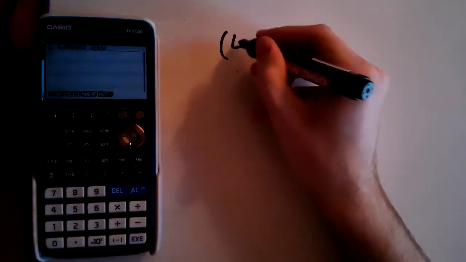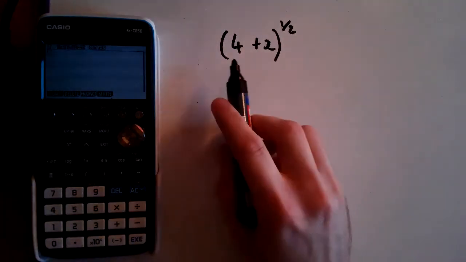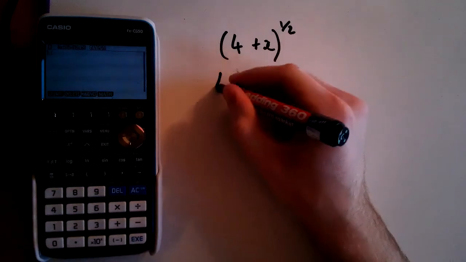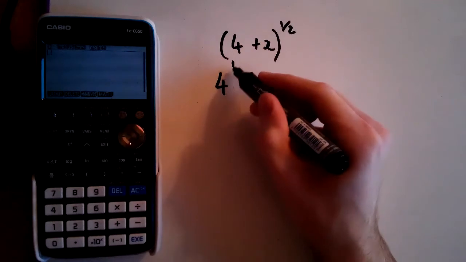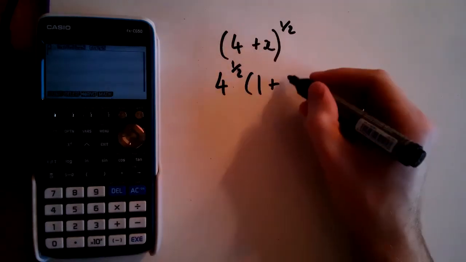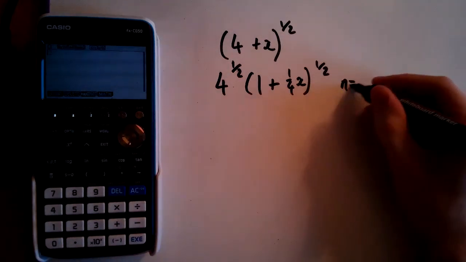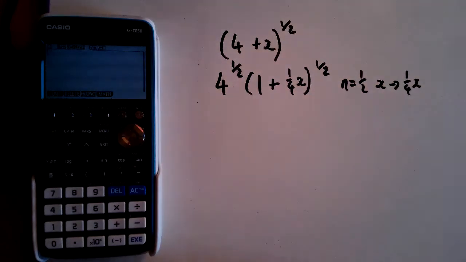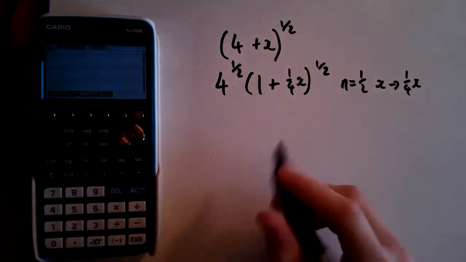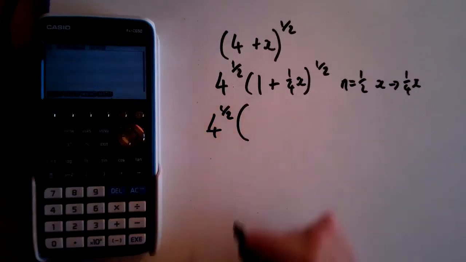Find the first 3 terms of the expansion 4 plus x to the power of a half. Well, remember, we need a 1 there. So the first thing I'm going to do is factorize out the 4. And remember to take the power with the 4. And I need to remember to divide the x by 4 as well. Okay, so now I've got n is a half, and x is a quarter x. So now I can use the binomial. So I'm going to ignore the 4 to the half a second and use the binomial.